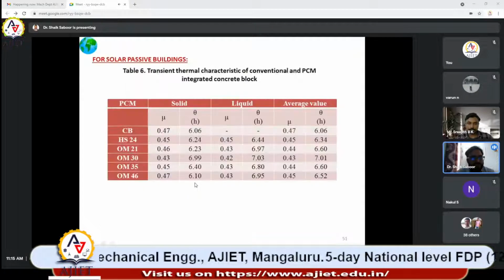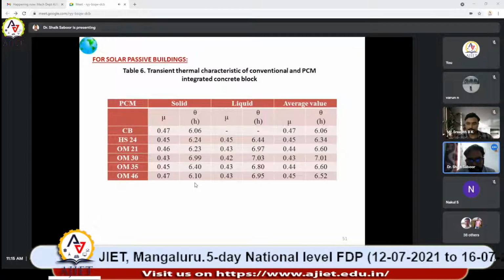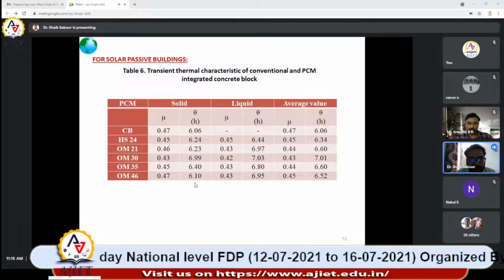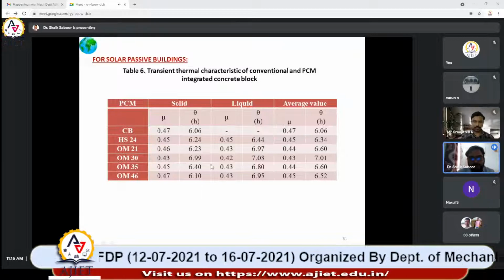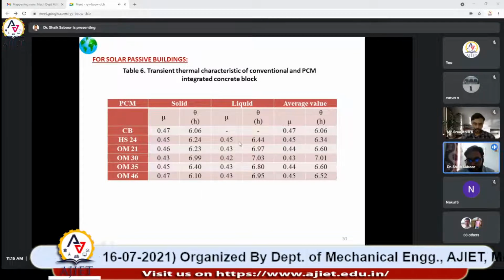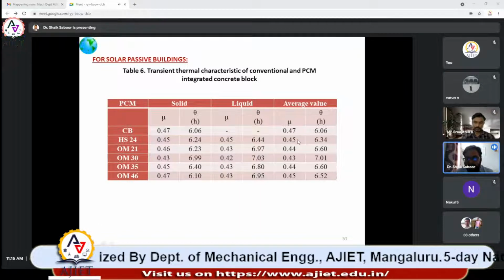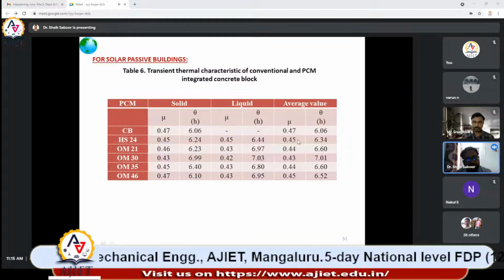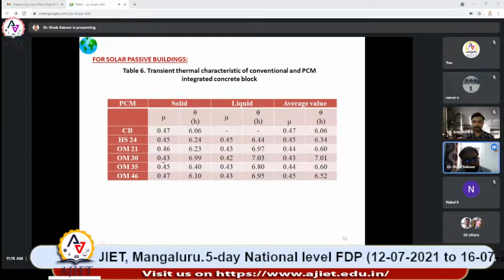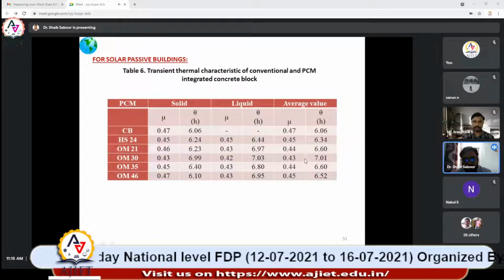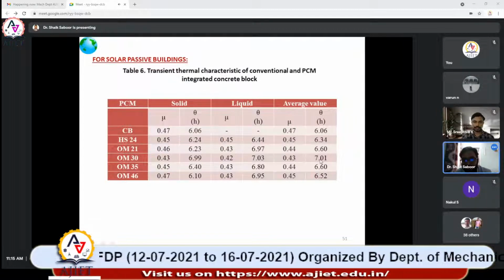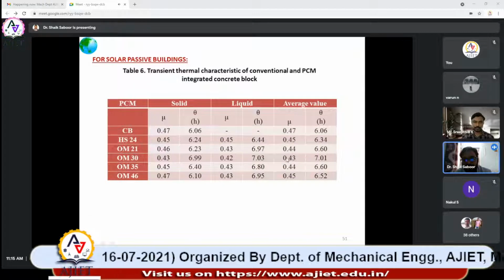Here again we computed the time lag and decrement factor, both in solid phase and liquid phase, and we calculated the average value. From this we came to know that OM30 is giving the highest time lag value and the lowest decrement factor.